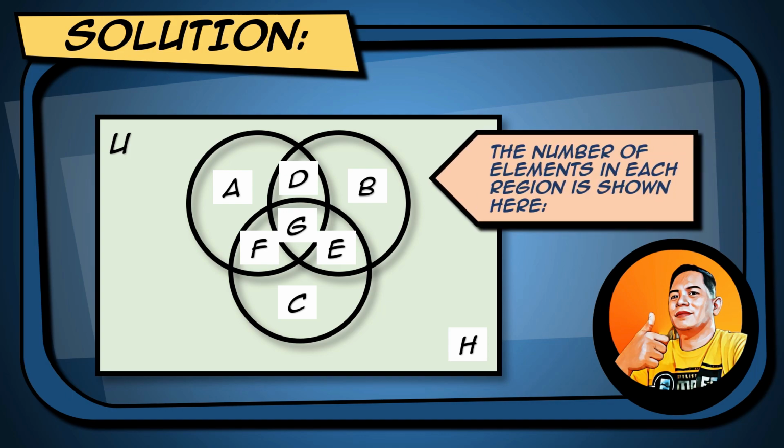And now to represent the number of elements on each given set. For letter A, we have 16. For set B, we have 45. For set C, we have 10. For set D, we have 32. For set E, we have 21. And for set F, we have 12. And for set G, we have 54. And for letter H, we have 10.